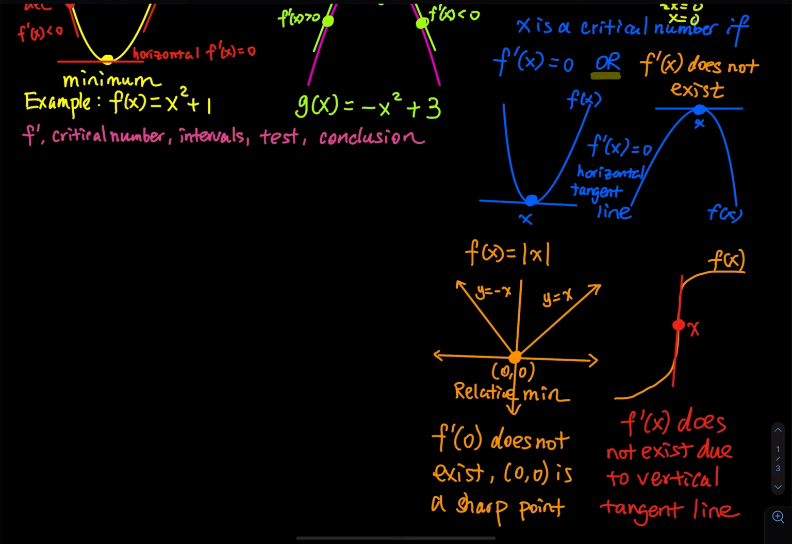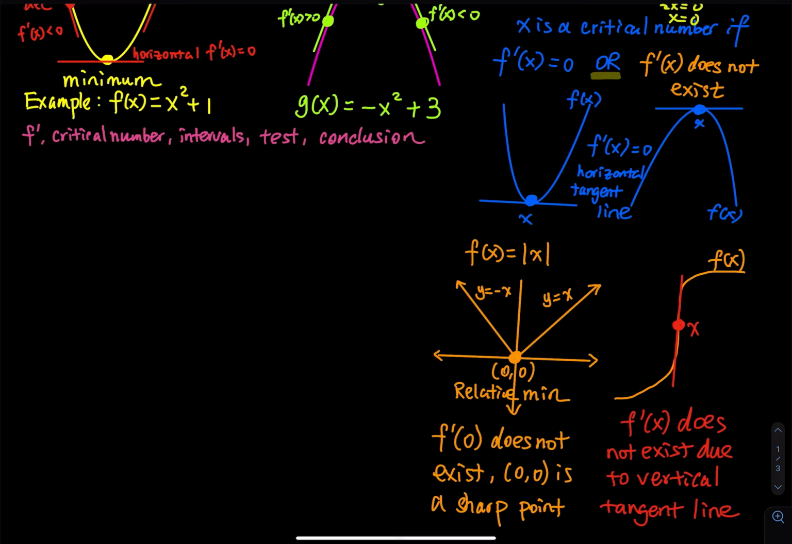There are two pieces, y equals x and then y equals negative x, right? And then at this point, do you see that at 0, 0, there is a relative minimum? Right? So what happens when you take the derivative and then let that equal 0? The answer is f prime of 0 does not exist because 0, 0 is a sharp point. So at this sharp point, 0, 0, the function is not differentiable.